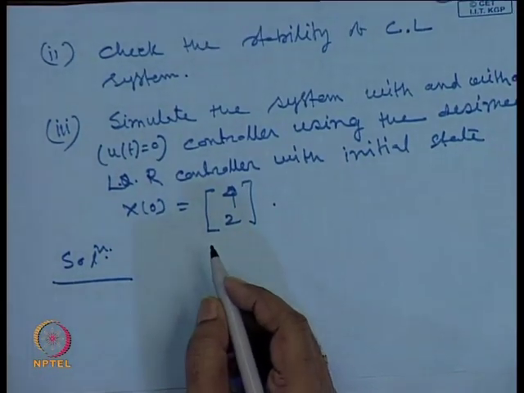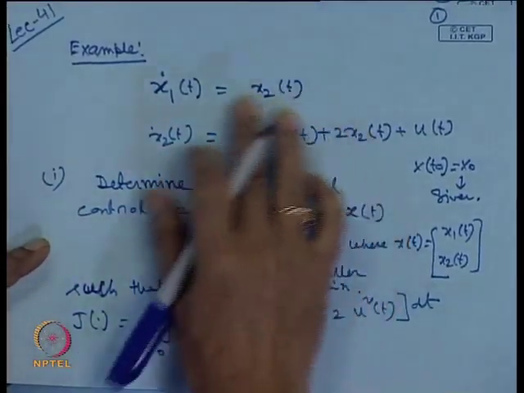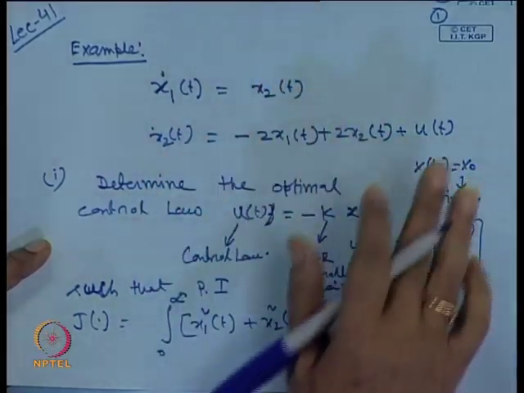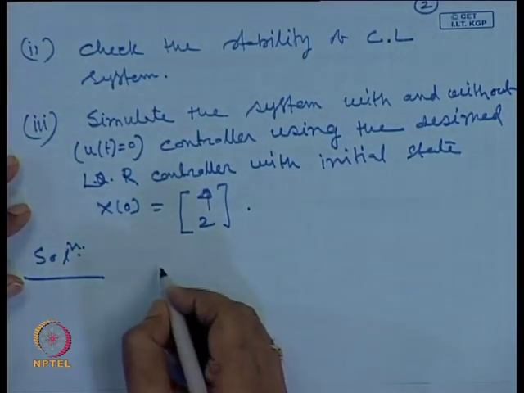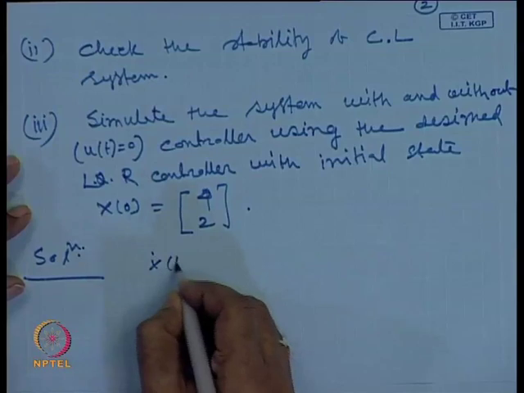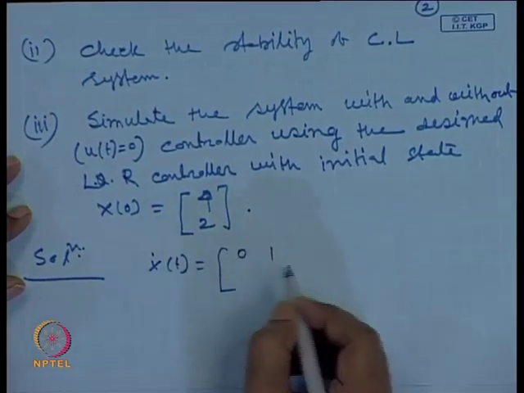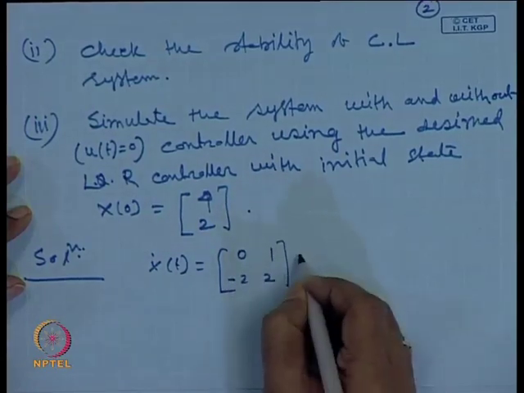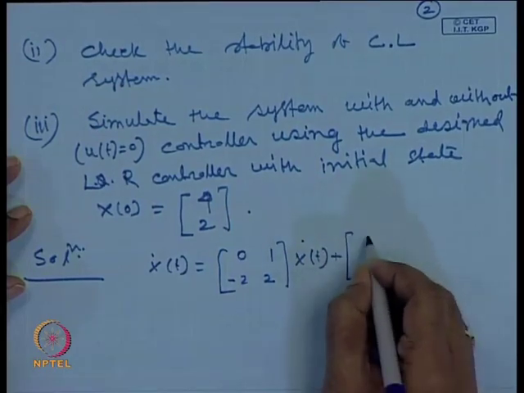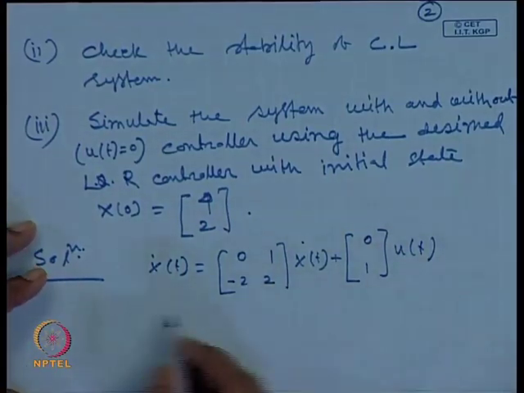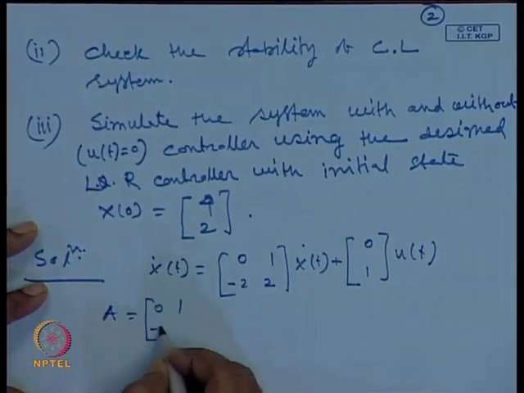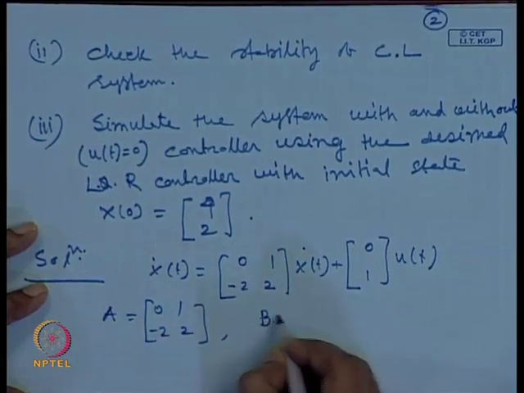Before that, you have to identify which one is the A matrix, B matrix, Q matrix and R matrix. These four matrices are required to solve the infinite time regulator problem. From the system model we identify the system matrix A, input matrix B, state weighting matrix Q and control weighting matrix R. In vector form, x dot of t is equal to [0 1; minus 2 2] into x of t plus [0; 1] u of t. So, A is equal to [0 1; minus 2 2] and B is equal to [0; 1].